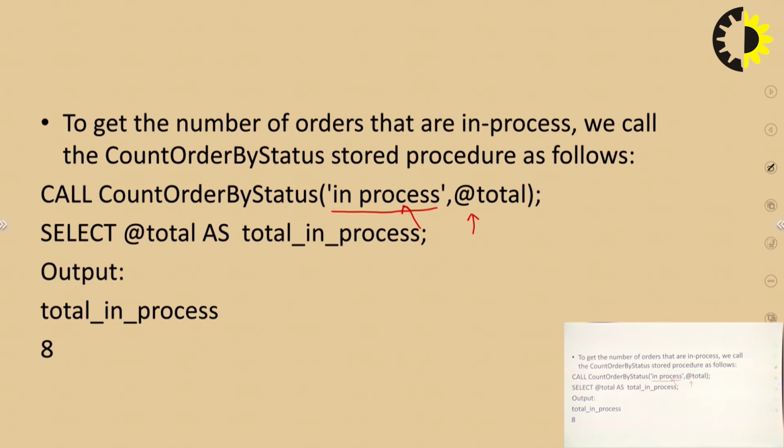Here one more change: we can give a different name to total with the help of the AS command. It is just an example, you can display total also, there is no problem. So here you can see we have the select command, then total, and we are storing total as total in process. When you display total in process, the value will be displayed here.